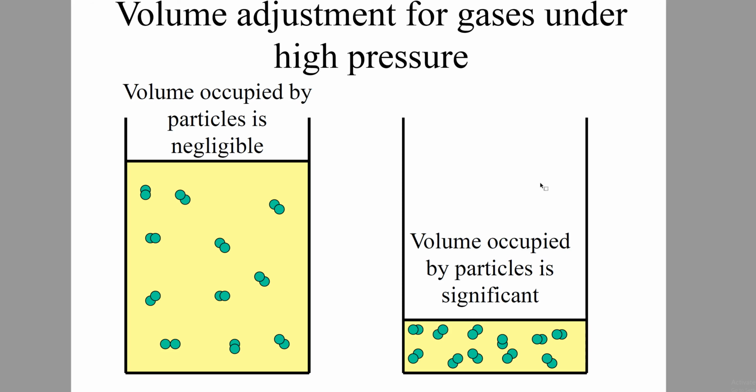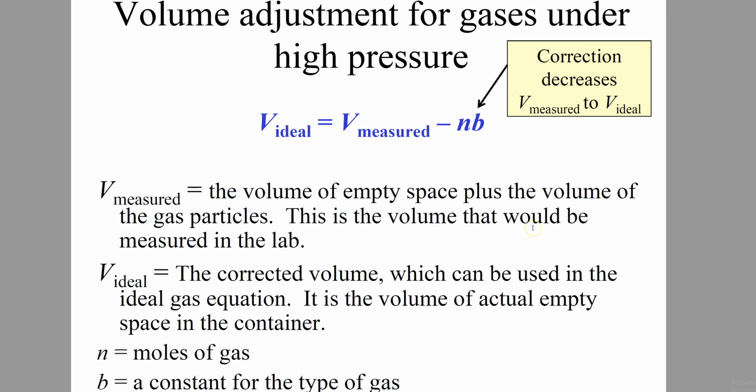Here's an example of gases under high pressure. On the left-hand side, if I take O2 as an example, the volume occupied by the particles is negligible. They don't really occupy much space; the majority of the space is the container. But if I increase the pressure or reduce the volume, the volume occupied by the particles becomes far more significant. Because of that, you have to take into account the nb value, or adjust for what they call the correction.